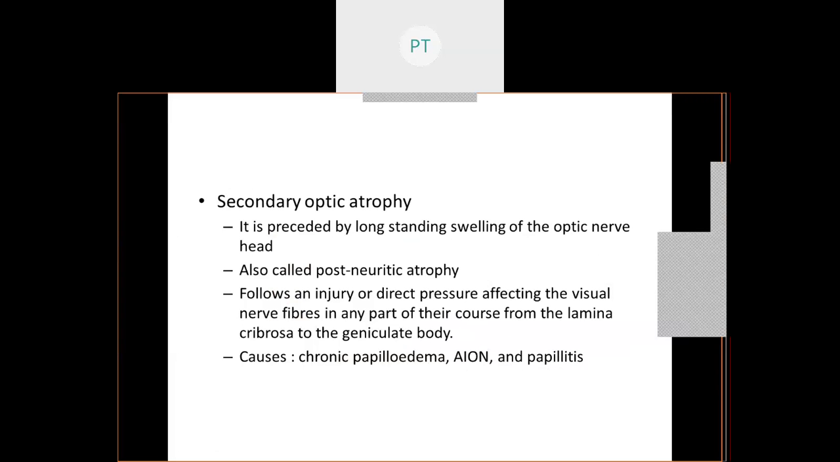A secondary optic atrophy is preceded by a long-standing swelling of the optic nerve head. It is also called post-neuritic atrophy, and it follows any injury or direct pressure affecting the visual nerve fibers in any part of the course from the lamina cribrosa to the geniculate body. Like if there is chronic papilloedema because of raised intracranial pressure, there's edema, and then you see the changes in the optic nerve. So this is also known as a secondary optic atrophy. Causes can be chronic papilloedema, AION, and papillitis.